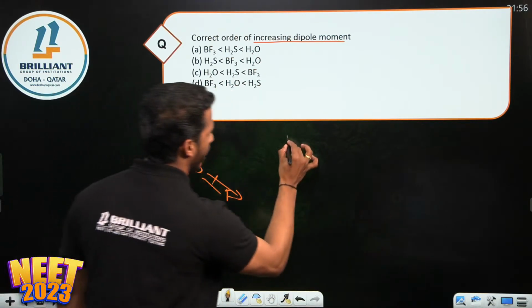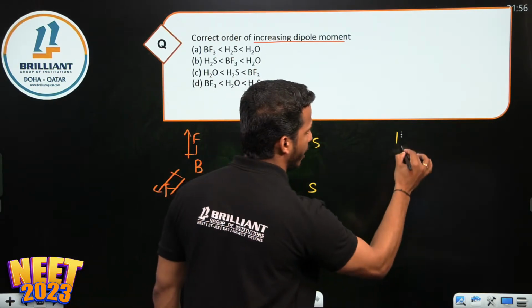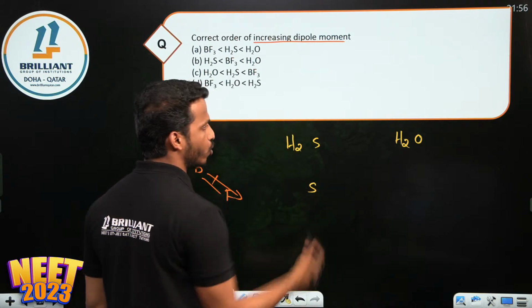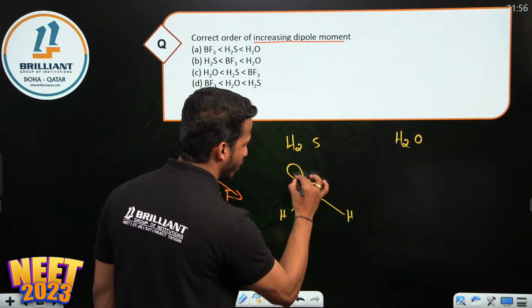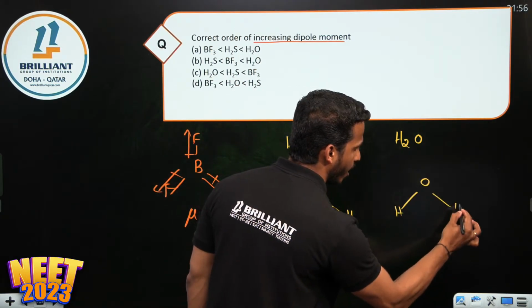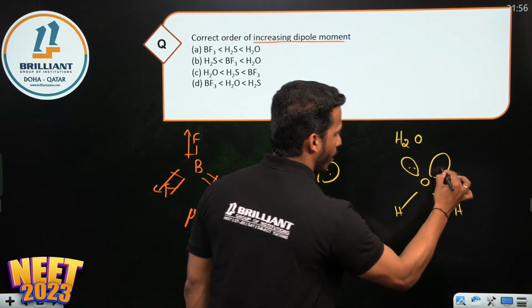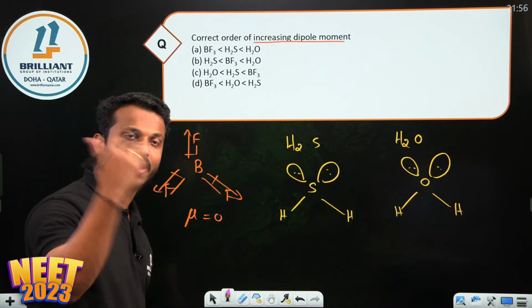Second compound is given, H2S. H2S and H2O, same structure, dear all. It has a bent shape. 2 bond pairs, 2 lone pairs. Here also 2 bond pairs and 2 lone pairs. But among these two, which one has the greatest and which the least dipole moment?